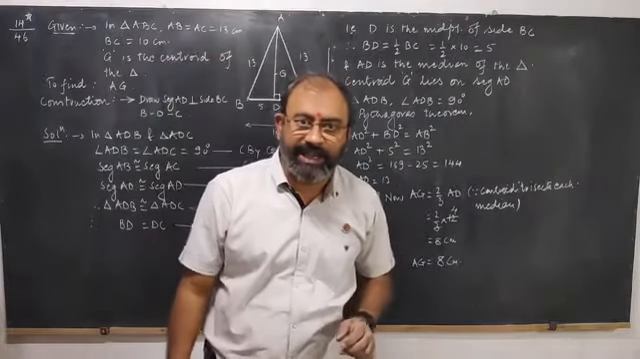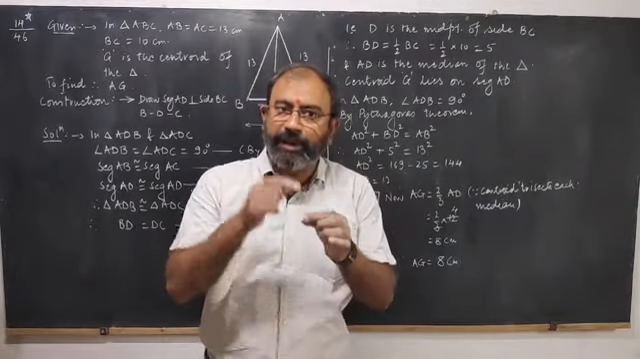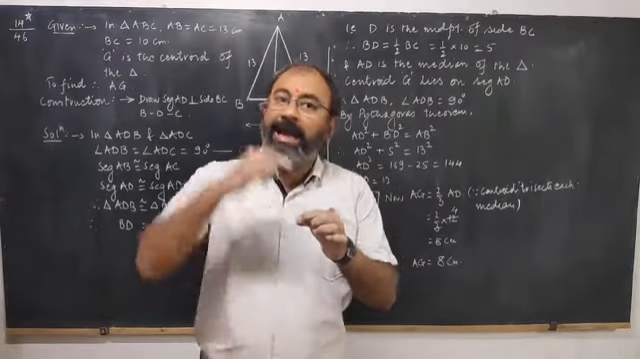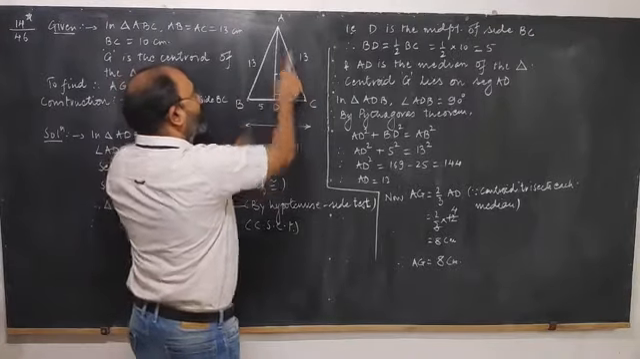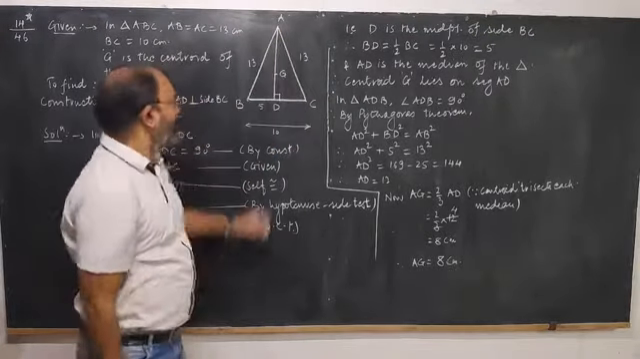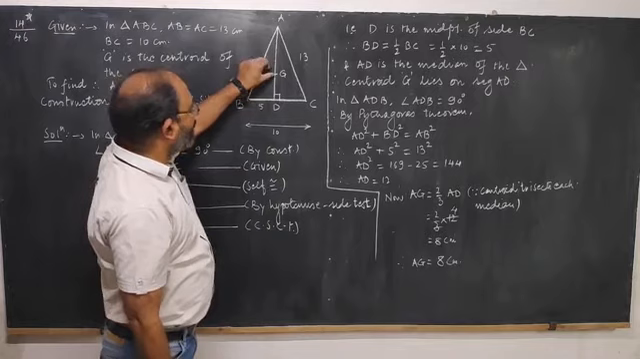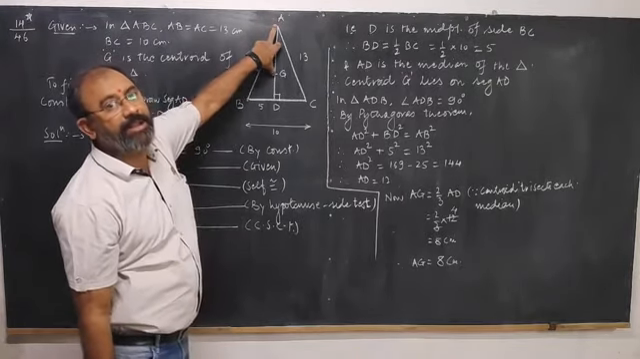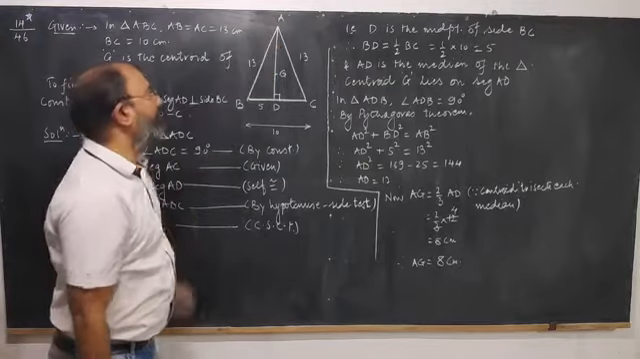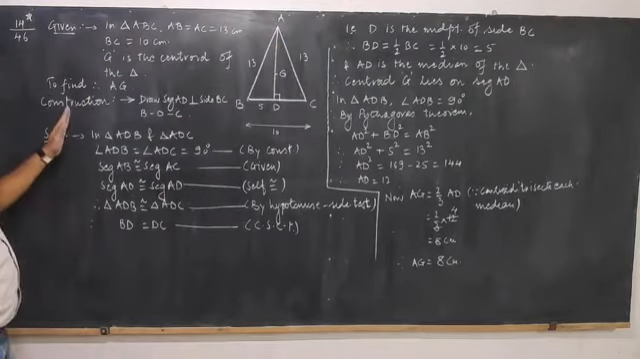And the question says, find the distance between the centroid and the vertex which is opposite to the base. This is the base. This is the vertex opposite to the base. So find the distance between the centroid and this vertex. That means distance AG we want to find out. Okay. So we start with the construction.